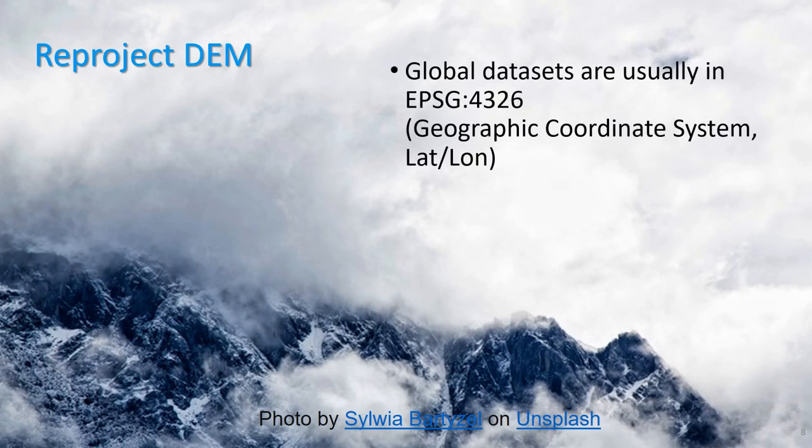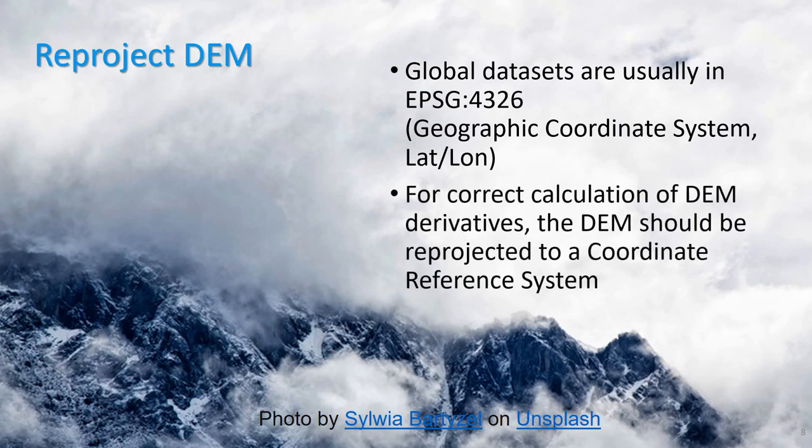This is necessary because the global datasets are usually in the geographic coordinate system, latitude, longitude, and the units are in degrees. For DEM analysis we need to use a metric projection, so we need to reproject to another coordinate system. If we cannot use the local projection of a country because the area is too large, it's a transboundary catchment, then we can use another more global projection, such as the UTM.